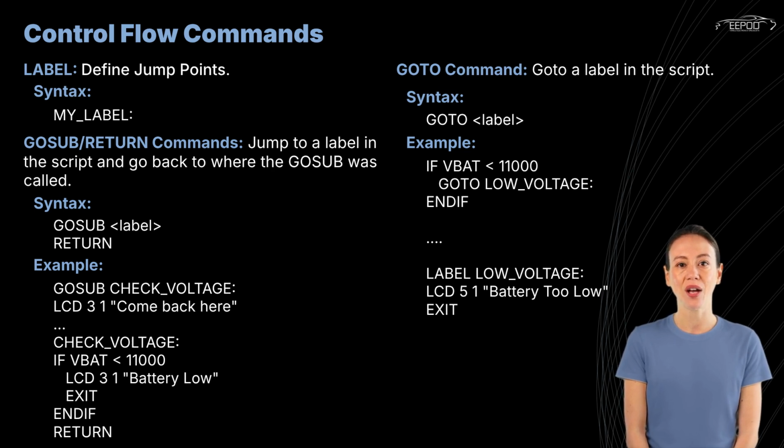Before you can jump anywhere, you need a label. That's just a marker in the script. Check out the syntax: just a label name followed by a colon. This is where your goto or gosub will land. Labels always end with a colon.